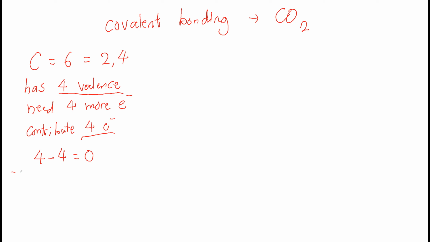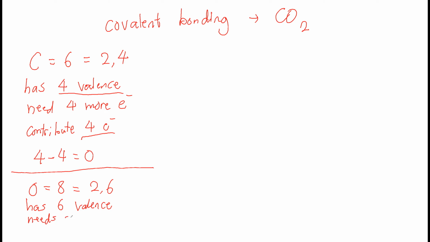So similarly for the oxygen, the oxygen has a proton number of 8, which translates to an electronic structure of 2, 6. So it has 6 valence electrons. It needs 2 more electrons, and so it will have to contribute 2 electrons, resulting in 6 minus 2 is equal to 4 electrons of its own.